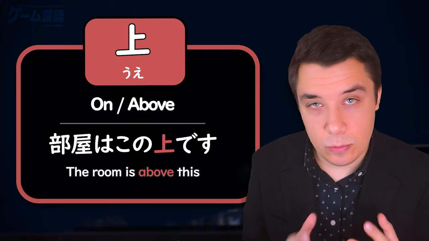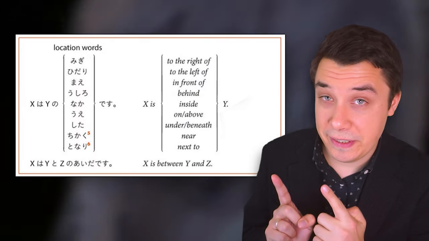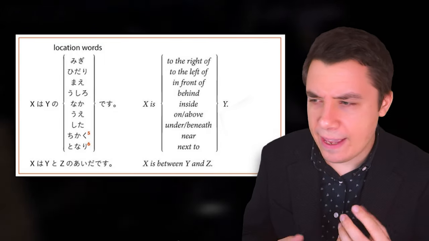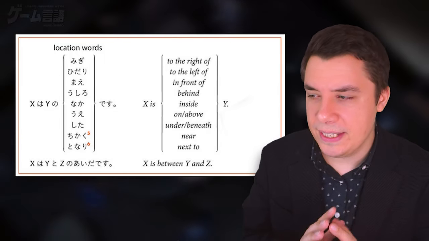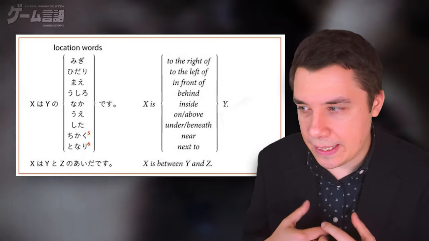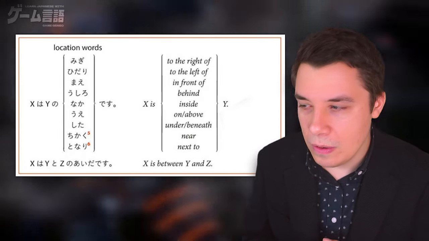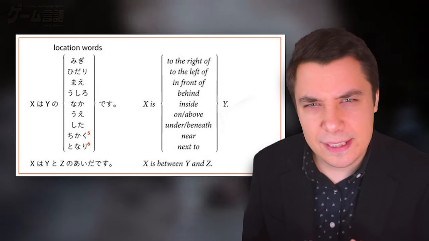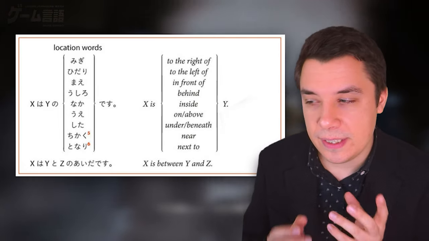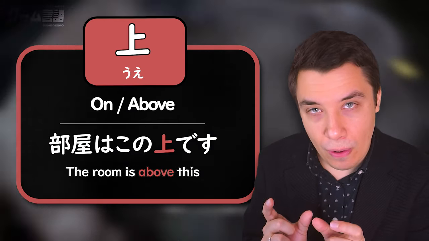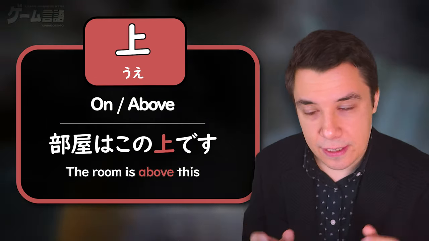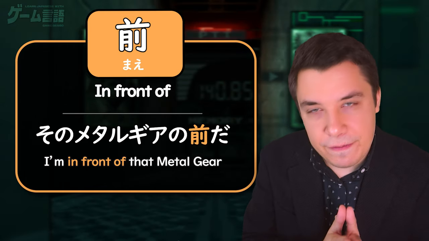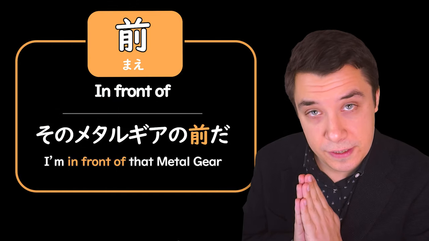Well, this is very easy with some of these pieces of language that we have here in this list. Things like migi and hidari for right and left, mae, ushiro for in front and behind, naka and ue for inside and on top of, shita for below, chikaku for near to, and tonari for next to. So with all of these location words, we can use simply with place no location word desu. 私の部屋はこの上です。 To express that something is in that specific location in regards to the thing that it's connected to.